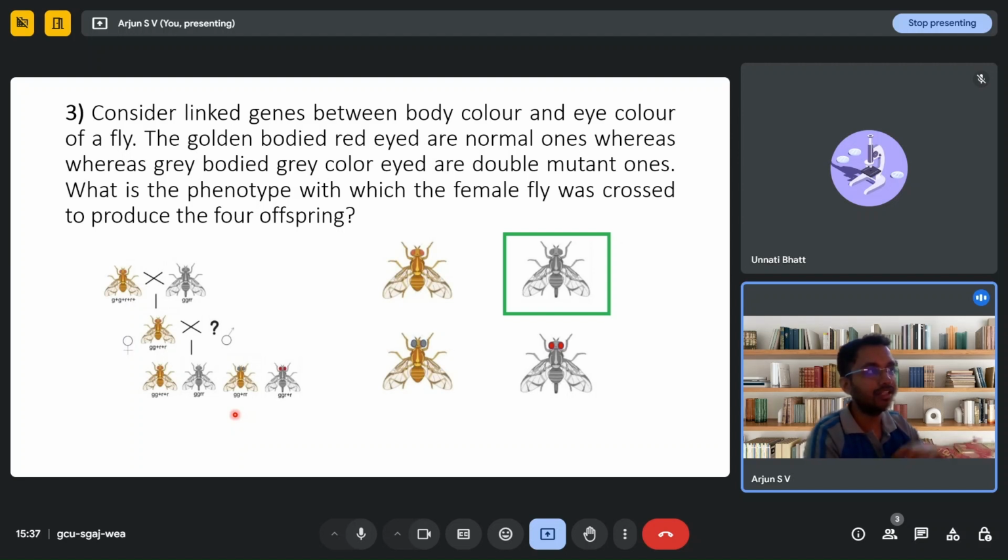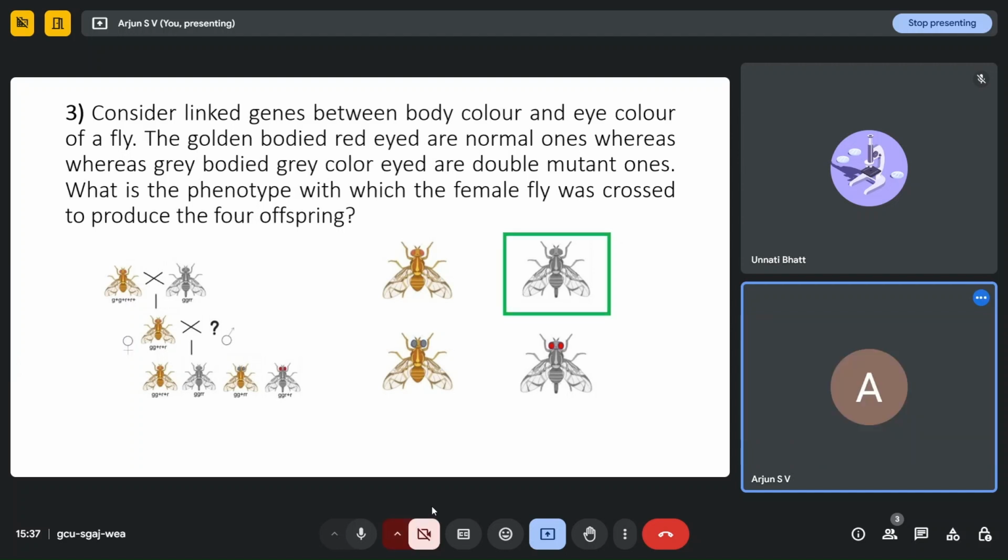I'll give two to three minutes to go through this question again, and then I'll go on to the next question. Basically, for this question you need to remember what a test cross is, in which cases we use a test cross and a back cross, and what kind of genotypic and phenotypic ratios we obtain under each. This is a classic example of a test cross, which will give you 1:1:1:1.